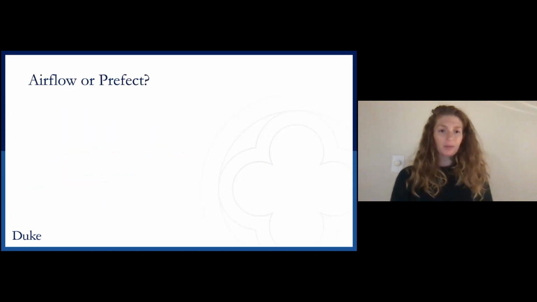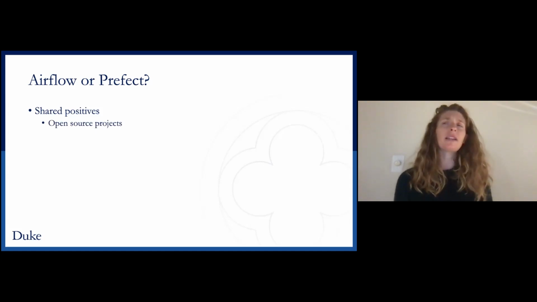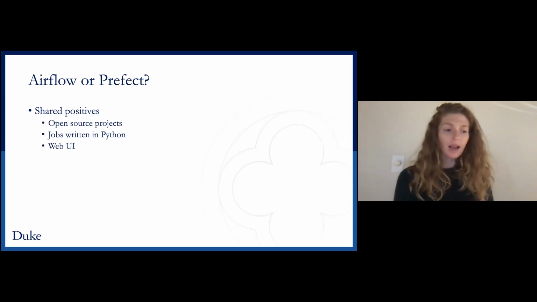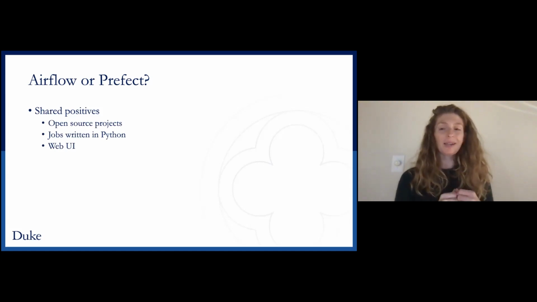So in the contest between Airflow and Prefect, there are, as I mentioned, a number of shared positives. They're both open source projects. Prefect was recently open sourced, I think, in the first or second quarter of last year, if I remember correctly. You write jobs in Python, so again, a very important box for us to check. They both have web UIs that are pretty nice. And I do want to pause here for just a moment and emphasize that there's a difference between a nice web UI and creating jobs in a UI.